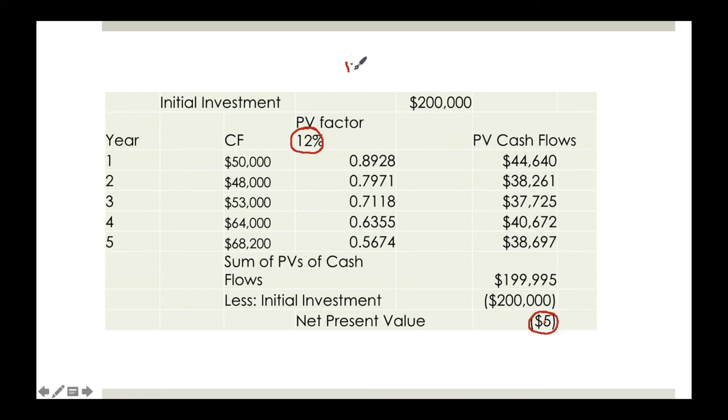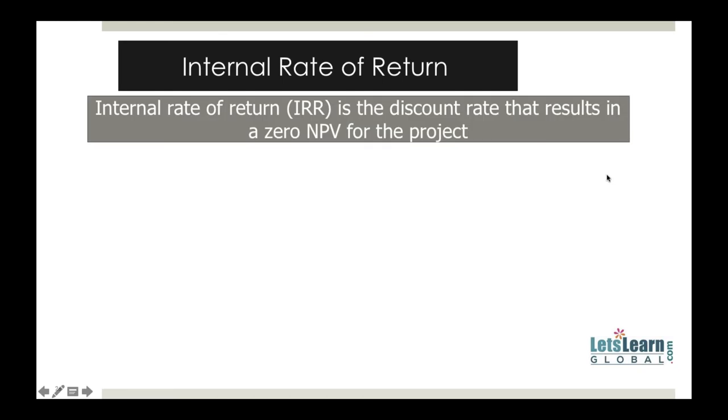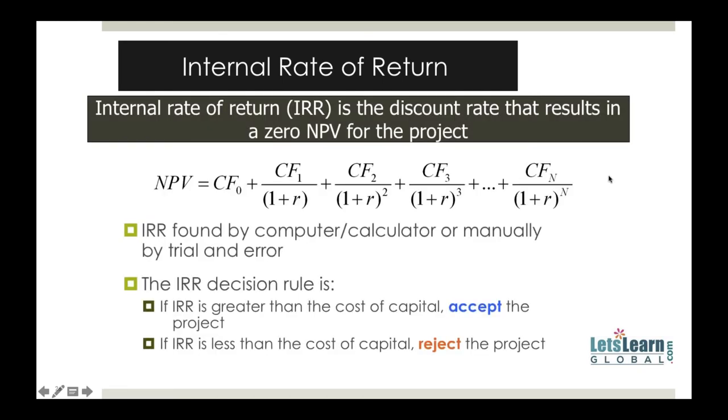Now, we've got 12% IRR. What does it mean? It is the break-even rate, where the present values of cash flows become almost equivalent to your initial investment. So what is the acceptance rule here? Once you calculate IRR, your acceptance rule is: if IRR is greater than the required rate of return of the investor, accept the project.